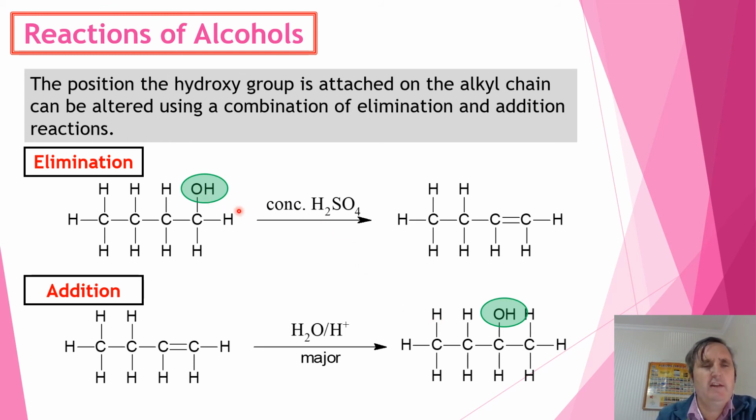So by doing these 2 different reactions, this elimination reaction and then this addition reaction, you can see what we've essentially done is we have changed the position of the OH from being on the first carbon to the second carbon. Now this is really important when I want to manufacture specific organic molecules that have specific properties. And if the organic molecule I want to produce has the functional group on the second carbon instead of the first, I can do this elimination then addition reaction.